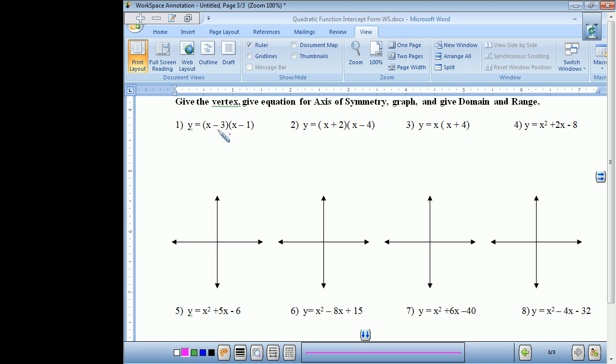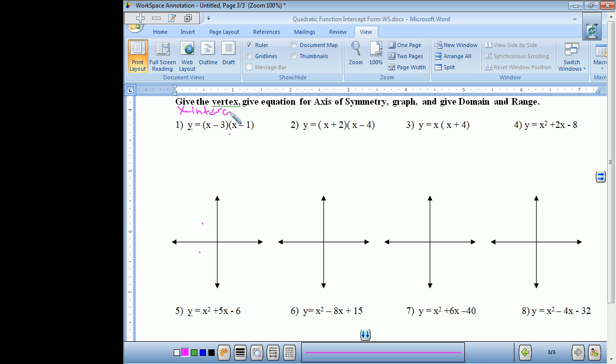Now, when I have a quadratic function in factored form, what I want to do to find the x-intercepts, let's think about this for a second. Any place on the x-axis, what is the y value? Any place on the x-axis. Like if I put a point right here, what's the y value for that point? If you were thinking about the ordered pair. 0. If I put a point right here, what's the y value? 0. The y value, any place on the x-axis, is 0.